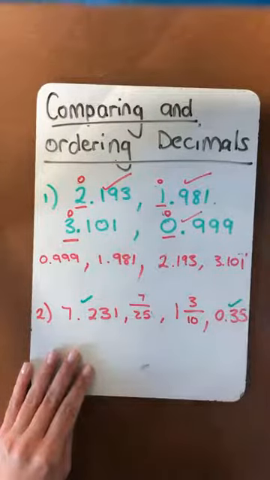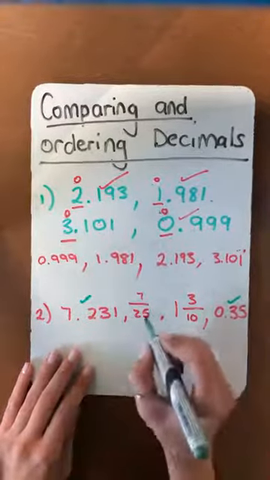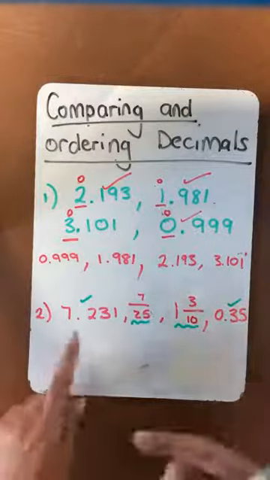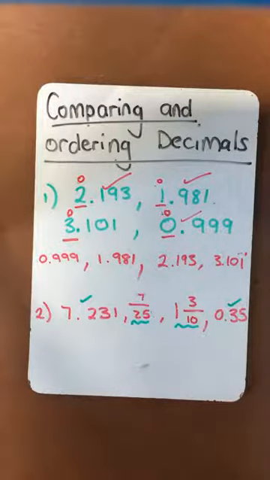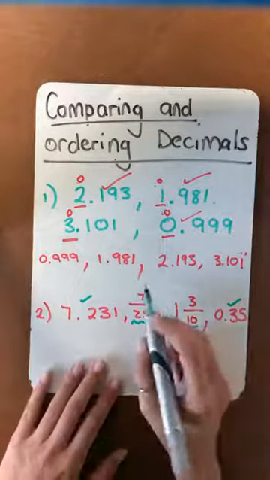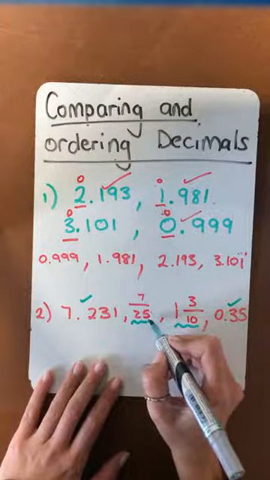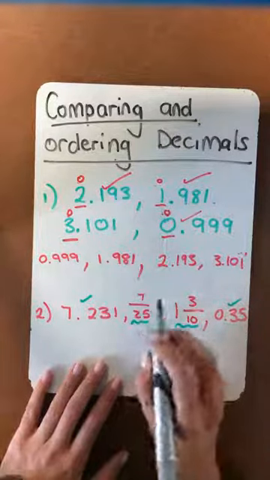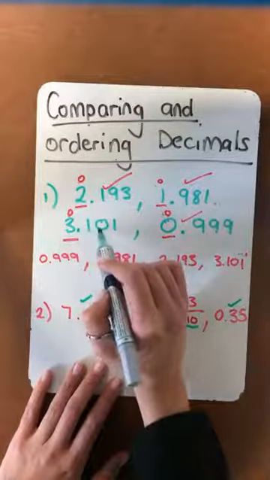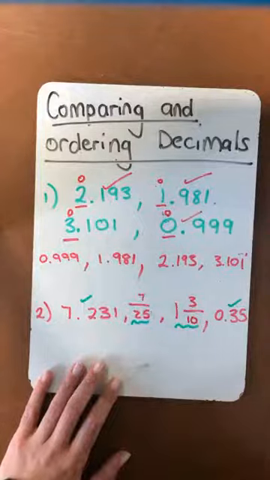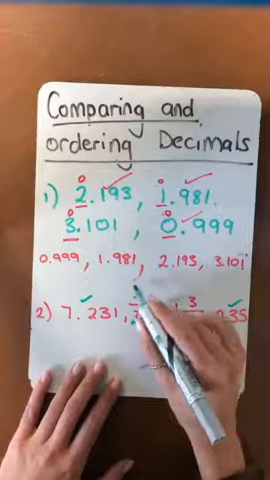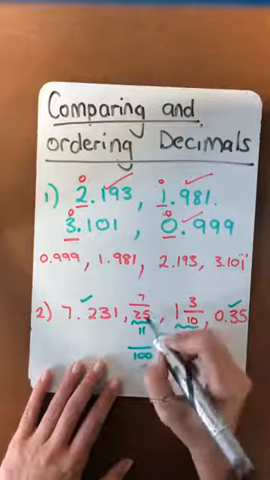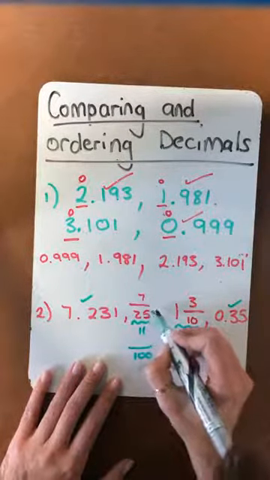0.35 is also already a decimal, so I'm going to leave it just like that. I'm going to change these 2 fractions so that they are decimals, and then it will be easy for me to see which one is bigger and which one is smaller. 7/25. Now, we cannot change this to a decimal because the denominator is not 10, 100, or 1000 for the tenths, hundredths, and thousandths columns. So, before I can change it to a decimal, I first have to change the whole fraction so that the denominator is 100. I know to get 25 to 100, I multiply by 4.